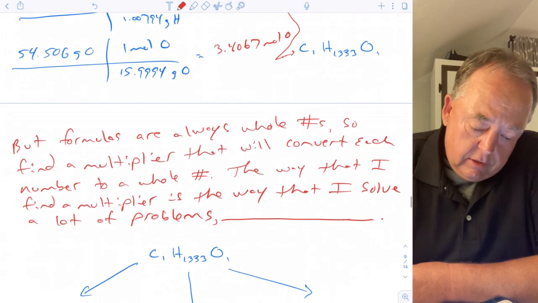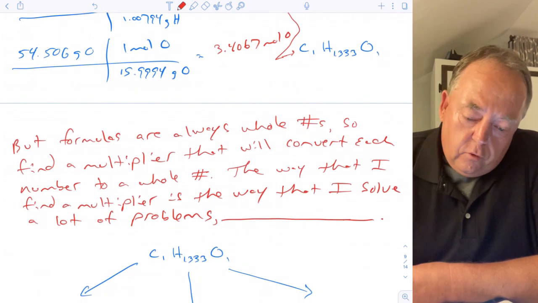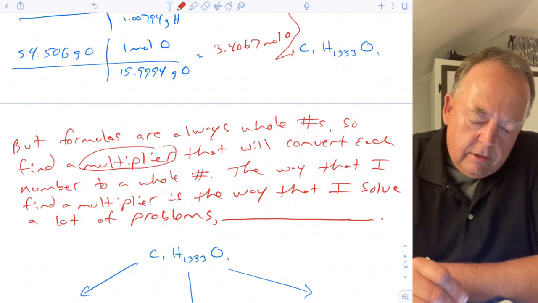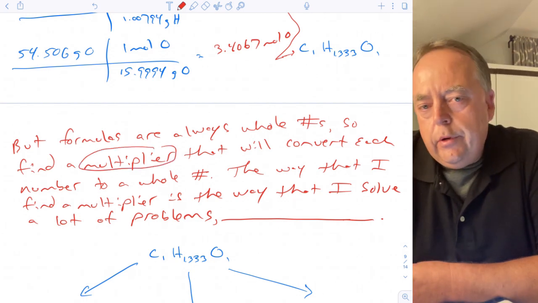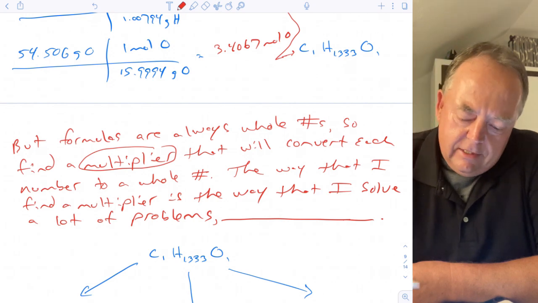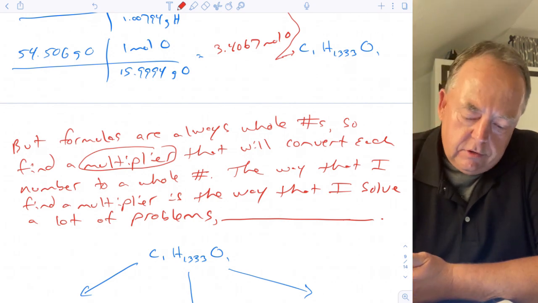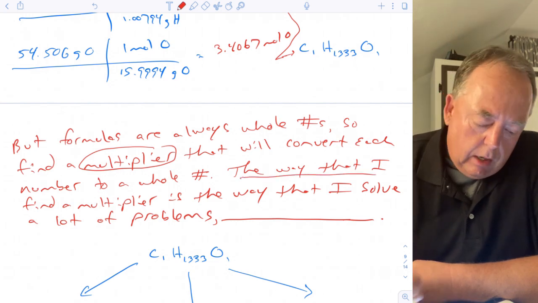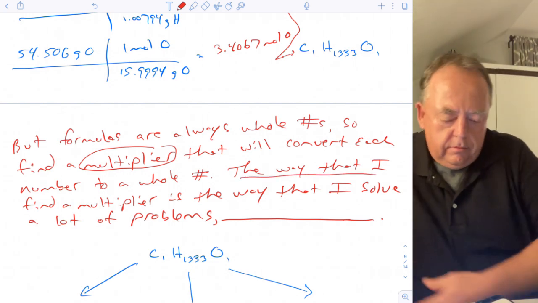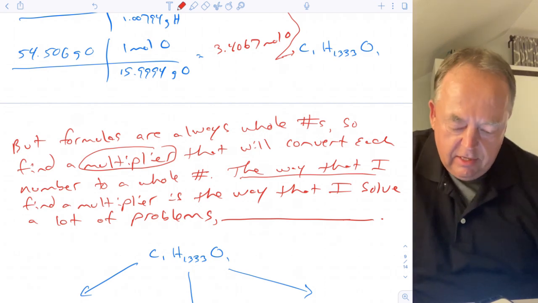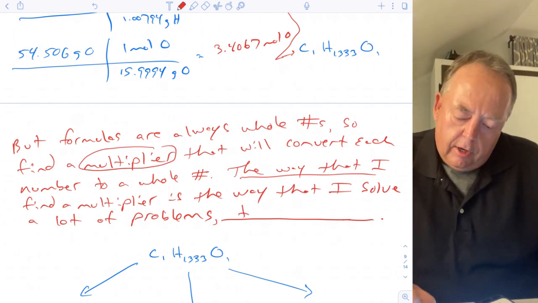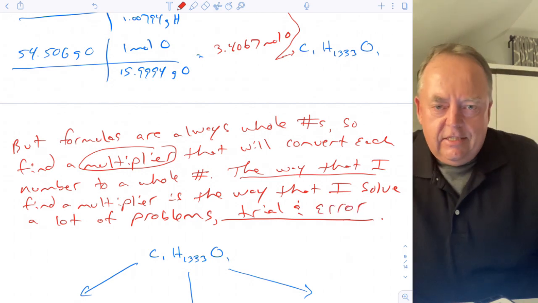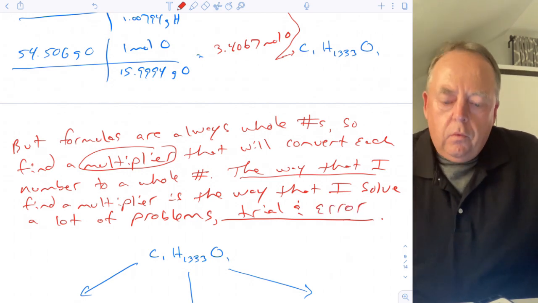These are formulas. They need to be in whole numbers. So now what we need to do is find a multiplier that we can multiply 1.333, and 1 by to convert all of the numbers to whole numbers. So how do you do that? Well, you can solve problems the way that I usually solve problems. If it's not obvious to me, then I solve problems by trial and error. I just start trying stuff until I find something that works.